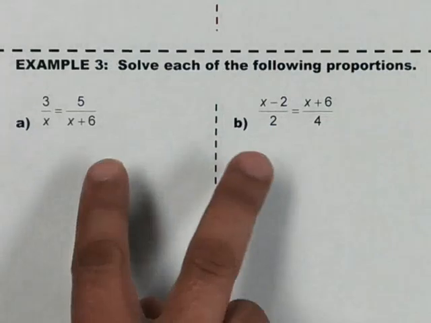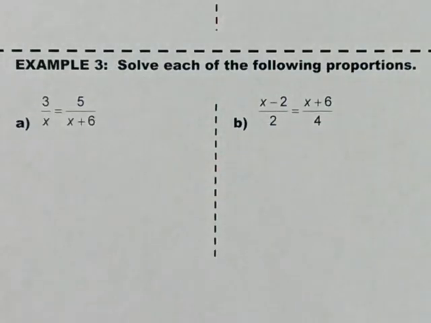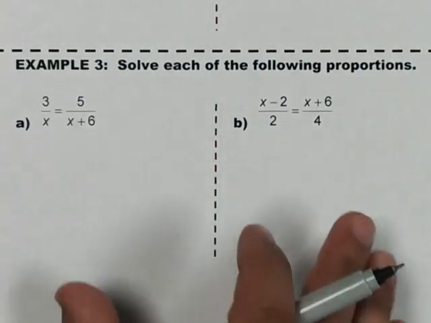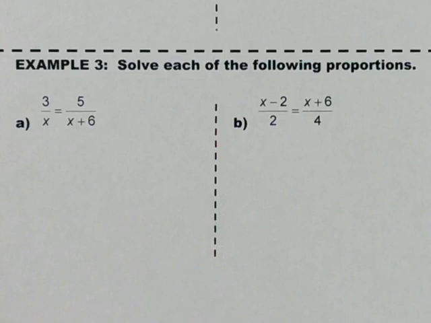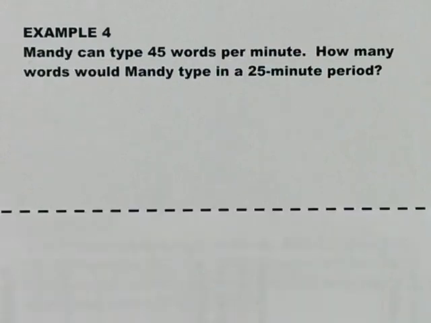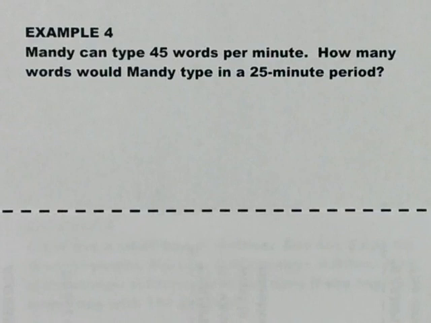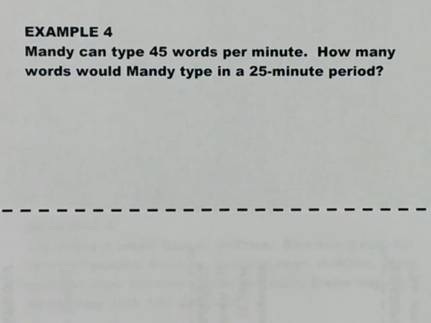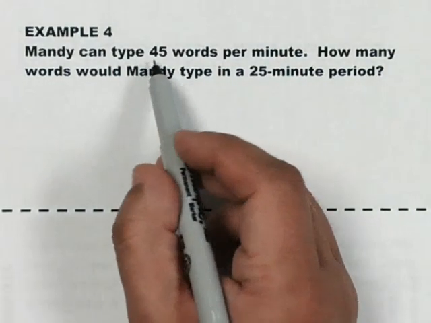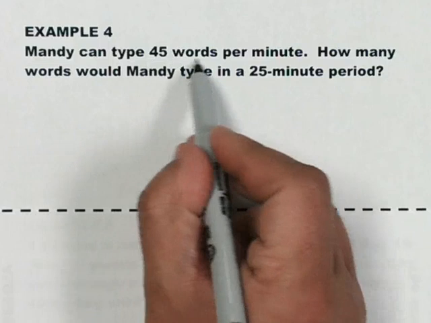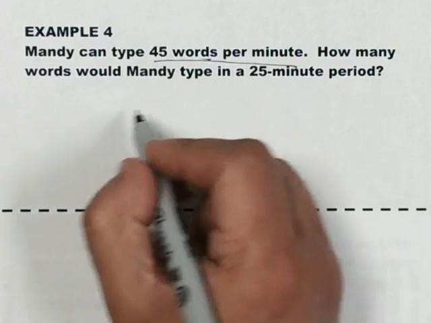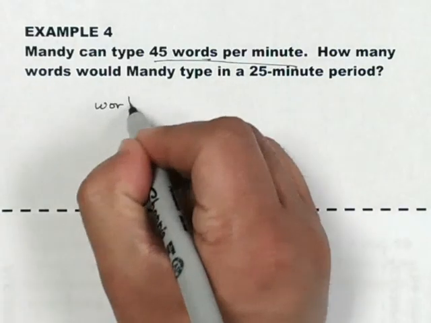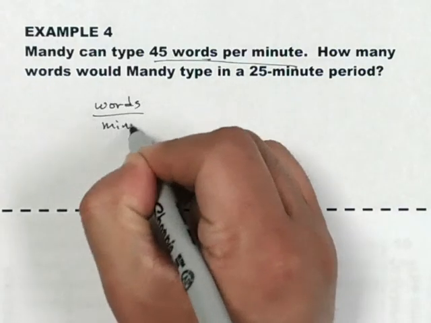All right, these next two examples, 3a and 3b, I want you to try on your own, see what you get, and then you can check with me to see if you got the right answer in class. All right, this next few problems is going to be actual word problems. Don't freak out. This is just take it a step at a time. Mandy can read 45 words per minute. So my ratio is words over minutes.